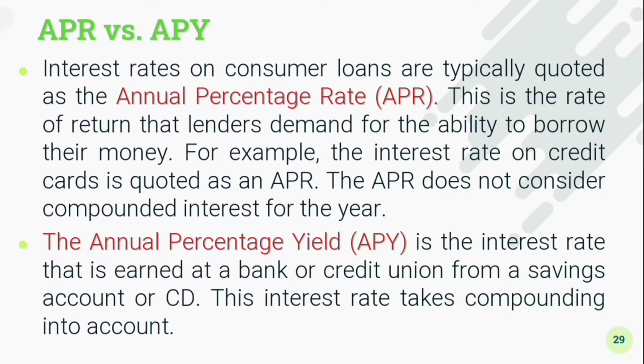APR versus APY. Interest rates on consumer loans are typically quoted as the annual percentage rate or APR. This is the rate of return that lenders demand for the ability to borrow their money. For example, the interest rate on a credit card is quoted as an APR. The APR does not consider compounded interest for the year. The annual percentage yield or APY is the interest rate that is earned at a bank or credit union from a savings account or CD. This interest rate takes compounding into account.